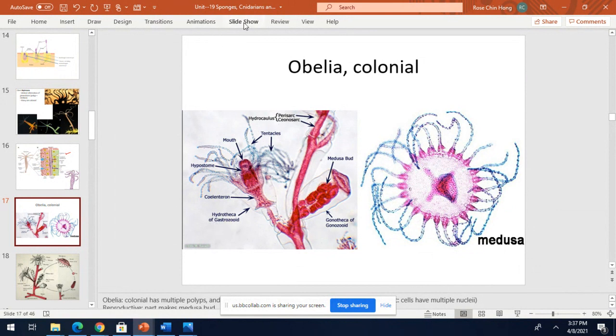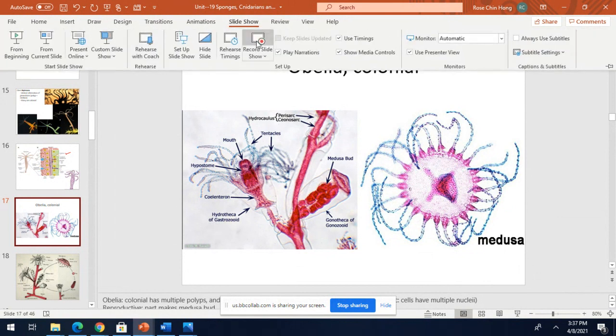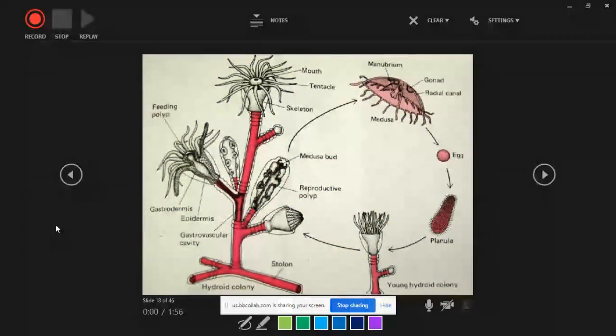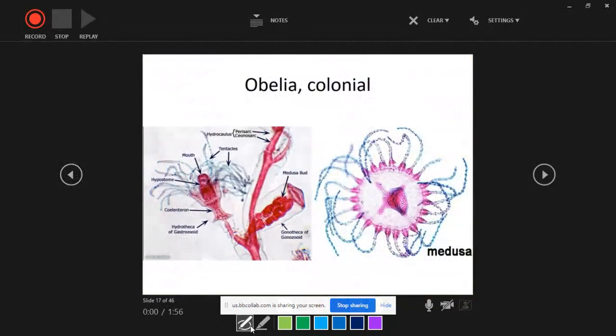So here, let's go back into this so I could draw onto it. So you have the gastrozoid here. This is a feeding polyp. You see, it has all these tentacles that stick out here. So this is a colony where you have different types of polyps.